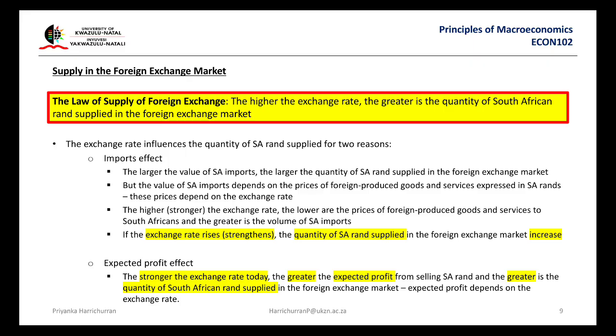Expected profit. So let's say in other countries, let's say a dollar. If a dollar is very, very weak, you buy it now, and then you sell it in 10 years' time when the dollar is more expensive. You make a profit, right?